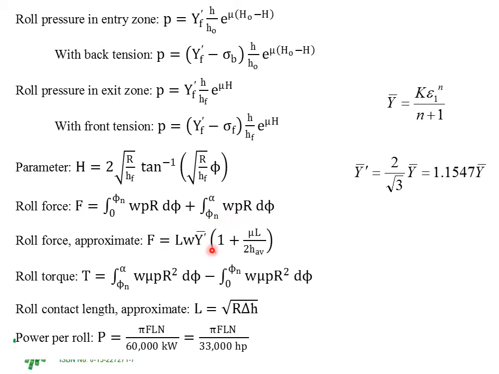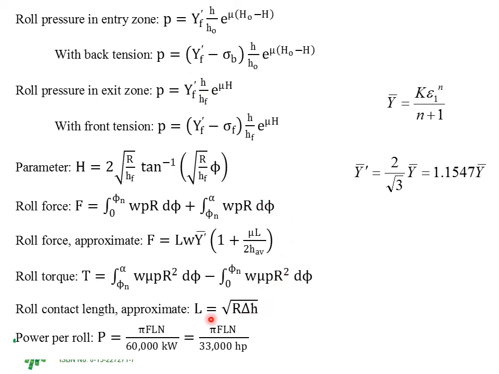If you use this factor, then it is for high friction. If you assume no effect of friction, then you remove this factor. So for low friction, it is this. So it is both equations given together. If you take only this first part, then it is roll force with low friction. And if you take the whole equation, it is roll force with friction. Then roll torque, right? The roll contact length, approximately, the power per roll in the kilowatt units and in the horsepower units. So all the equations are there.